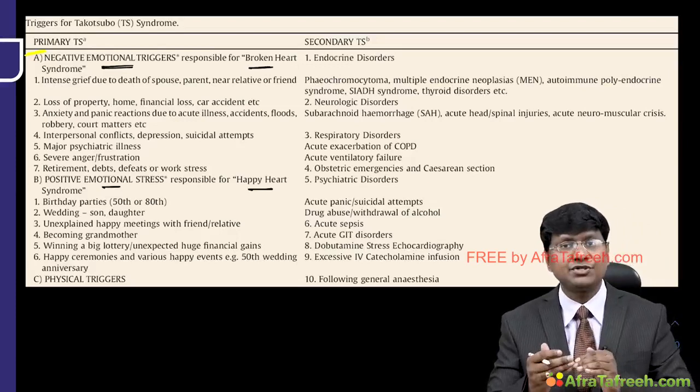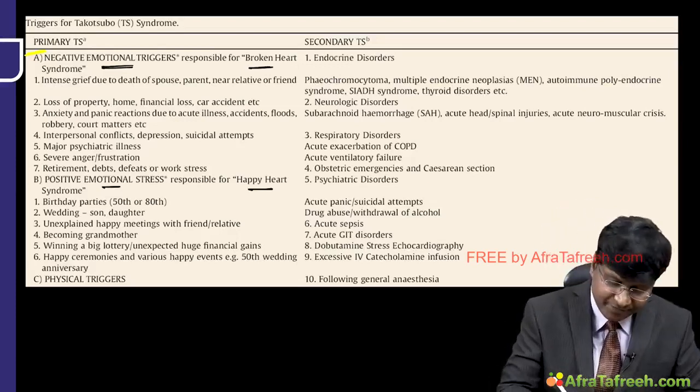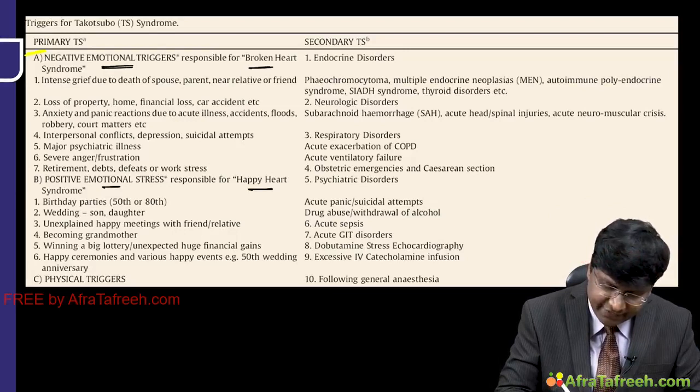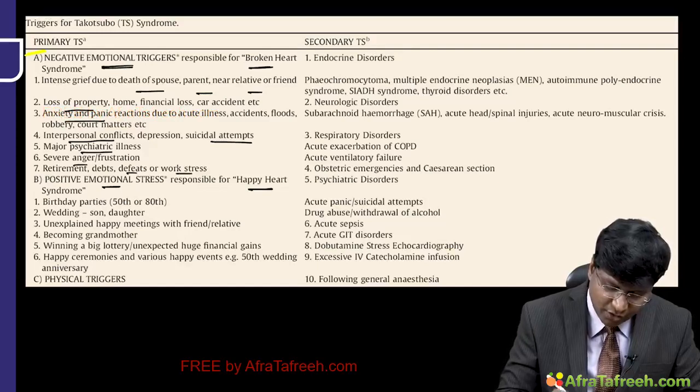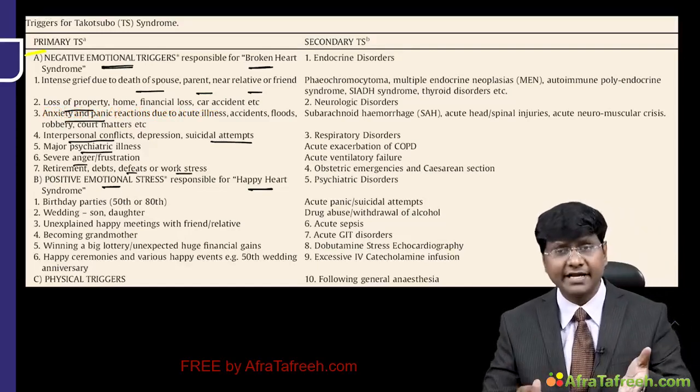Now what do the negative emotional triggers include? They include intense grief due to death of the spouse, parent, or nearby relative or friend, loss of property, anxiety and panic reactions, interpersonal conflicts, depression, suicidal attempts, major psychiatric illnesses, severe anger or frustration, retirement, debts, defeats, or work stress. So these will be negative events.